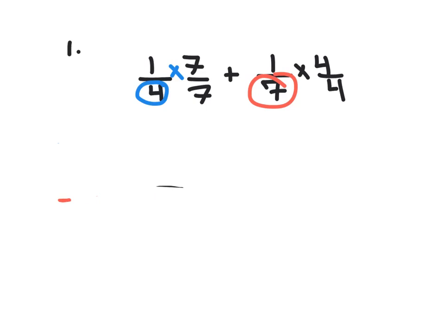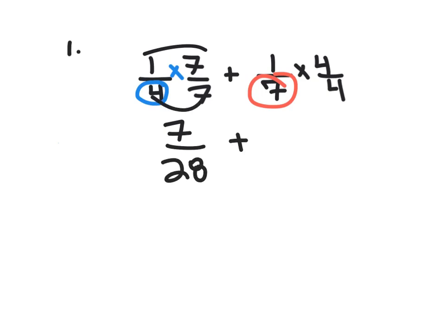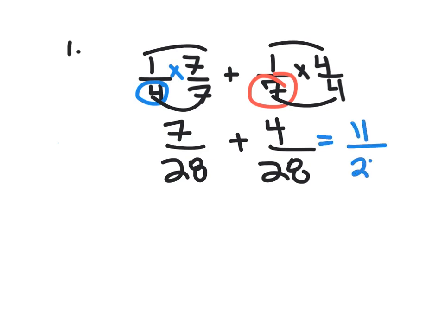Okay, now that I've got this written out, I'm going to go ahead and multiply out my numerators and denominators in order to get a common denominator. So 1 times 7 is 7, 4 times 7 is 28, plus 1 times 4 is 4, and 7 times 4 is 28. Now you can see that my denominators are the same, they're 28. So I can add up my numerators. 7 plus 4 is 11, and my denominator is 28. And I cannot reduce this fraction. So this is my final answer.